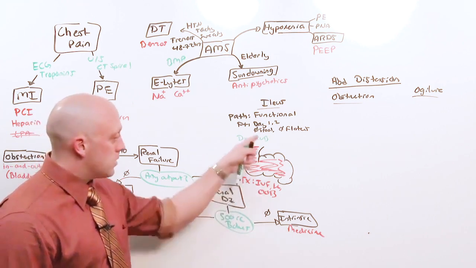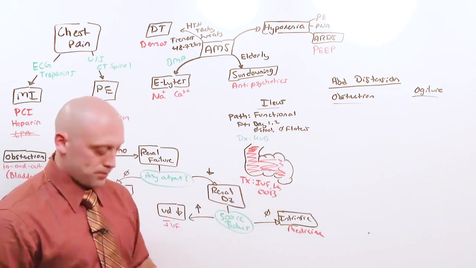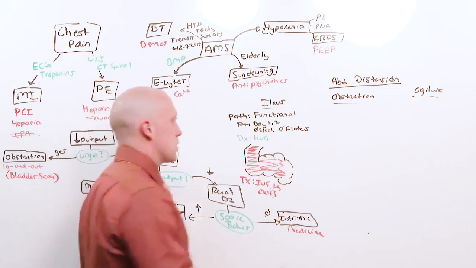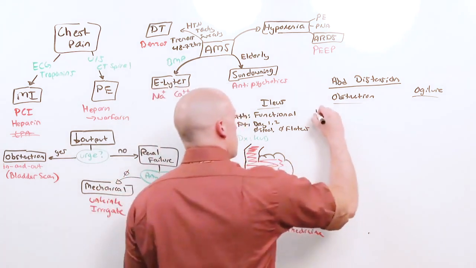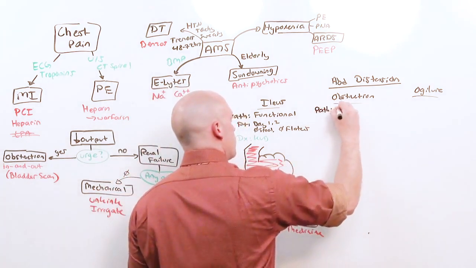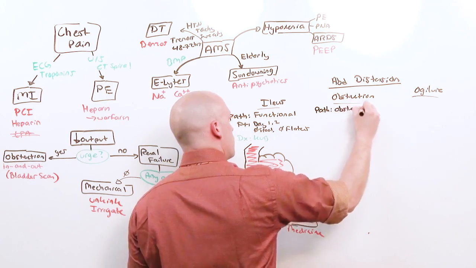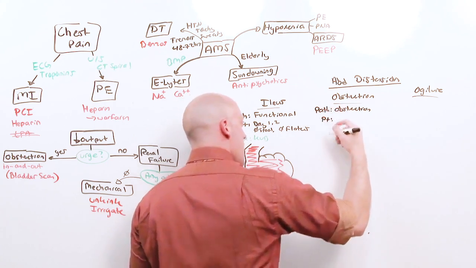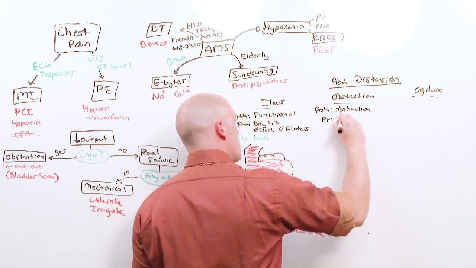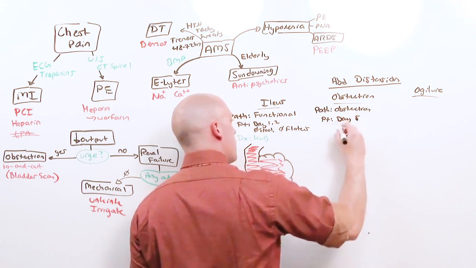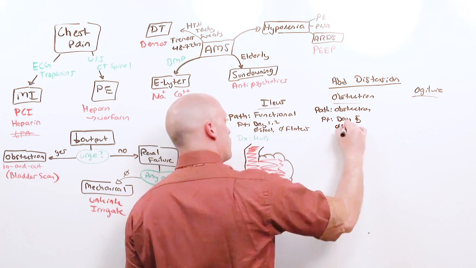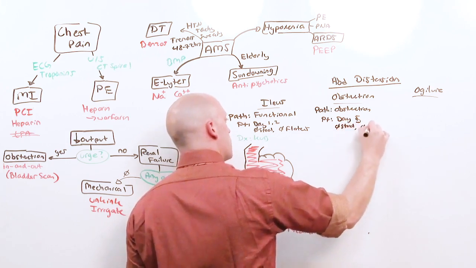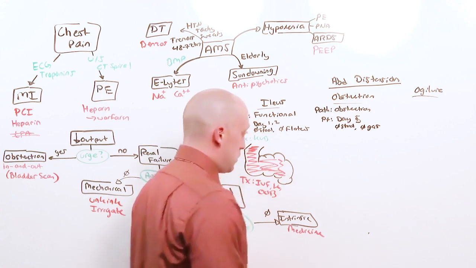Now compare that KUB to the obstruction. We talk more about this later on in this course. The path is going to be that, obstruction. And this is the person you suspect has an ileus, but by day 5, they still have had no stool and no gas. Diagnosis is made the same way.